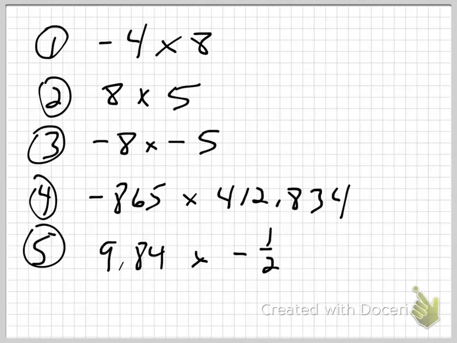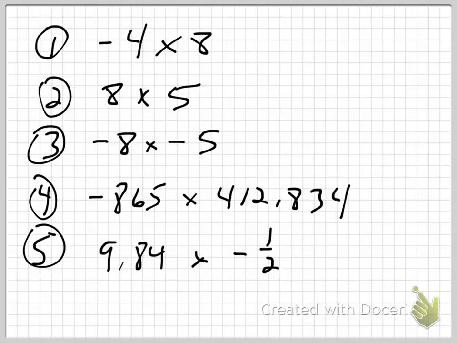Number 1, positive or negative, Sladen? Negative. Why? Because it's a negative and a positive. Negative times a positive is a negative. Number 2, Kendall? Positive. Why? Because a positive times a positive is a positive.